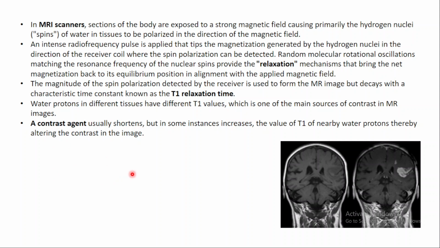So to summarize, in an MRI scanner we provide a magnetic field. Water is present in all tissues. Water has two hydrogen nuclei which get polarized in the magnetic field. This polarization is then received by a receiver, and then it decays with time via relaxation, known as T1 relaxation time. Now a contrast agent can increase or decrease this T1 relaxation time. That's where its use comes in an MRI scanner.